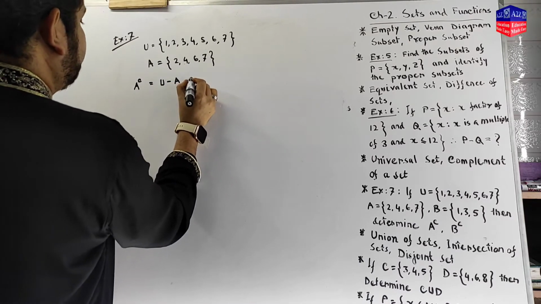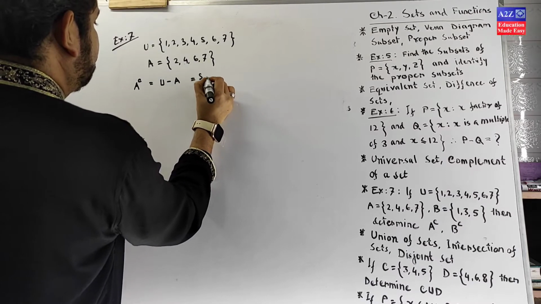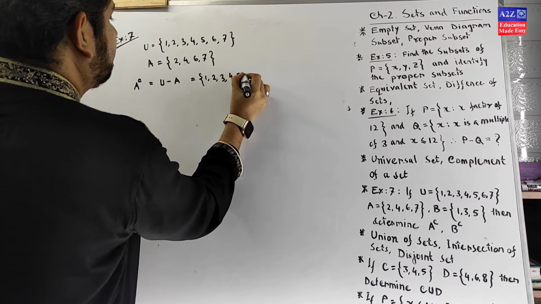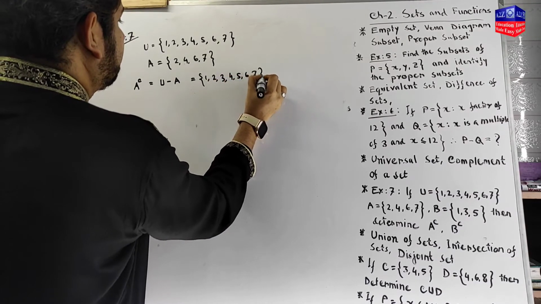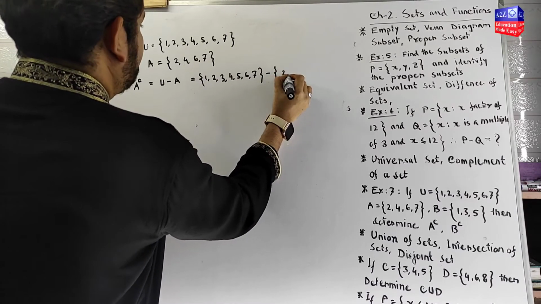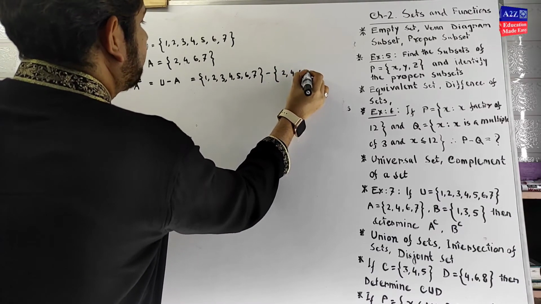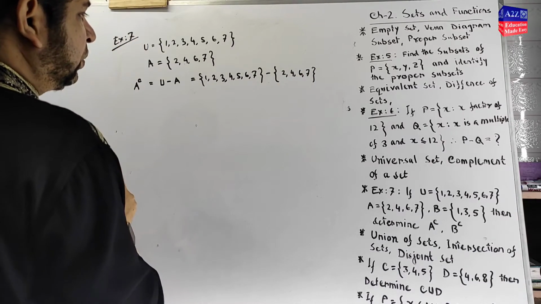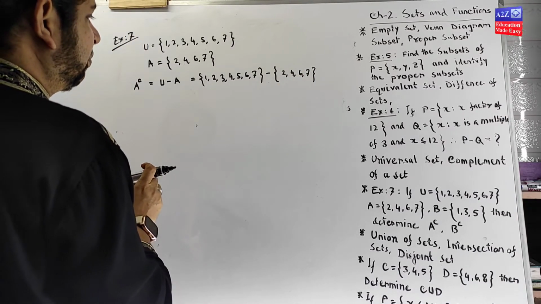So universal set means 1, 2, 3, 4, 5, 6, 7. Delete the set A means 2, 4, 6, 7. Now try to find out the difference, or to delete the items from the first set.